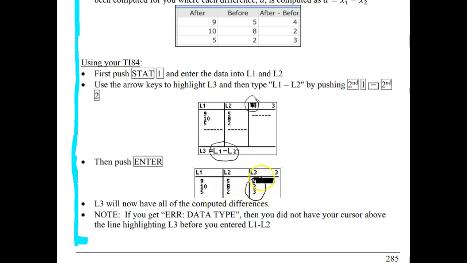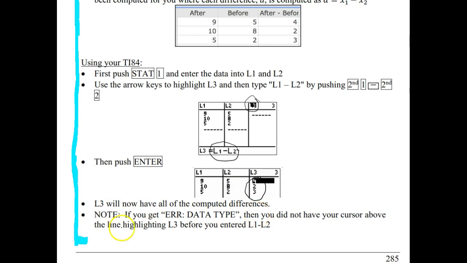So it took 9 minus 5 and got 4, 10 minus 8 got 2, and 5 minus 2 and got 3. Okay, so in this section, when we analyze and run the hypothesis test and the confidence interval, it will be done on list 3 and not L1 and L2. So L3 will now have all of your computed differences.